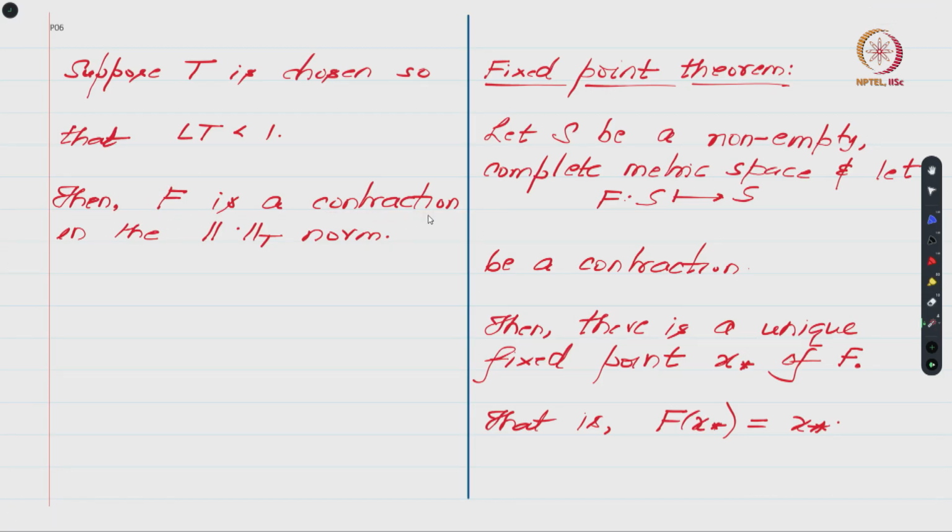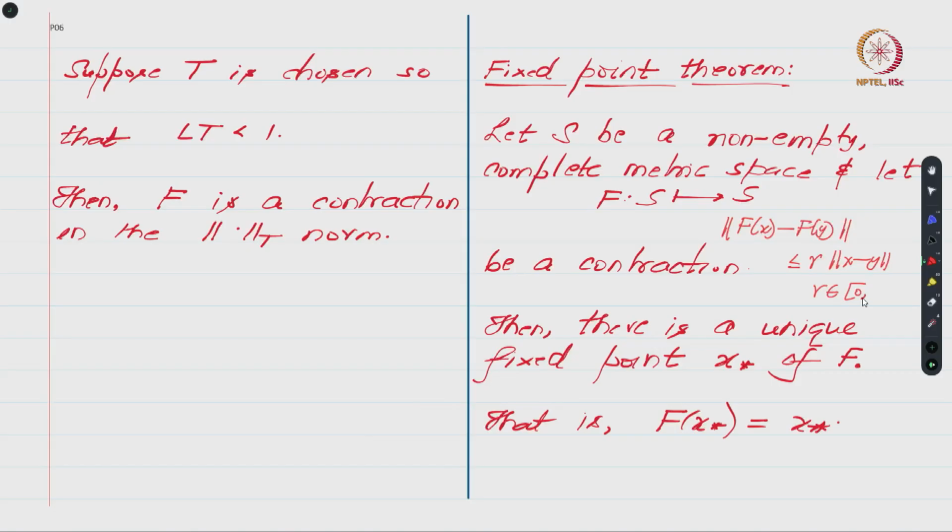Now there is a very interesting result about contractive maps. In particular, we have something called a fixed point theorem, which goes as follows. Suppose S is a non-empty complete metric space and f is some function which takes as input something from this metric space and spits out something in the metric space, and let us say f is a contraction, which means that ||f(x) - f(y)|| is less than gamma times ||x - y|| for some gamma which is strictly less than 1.